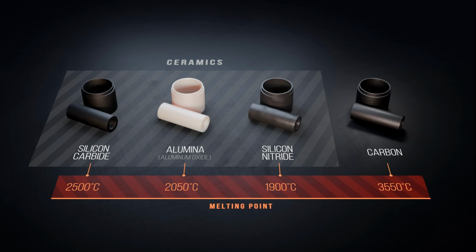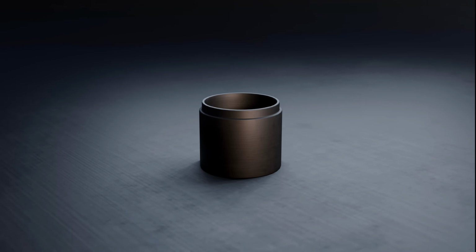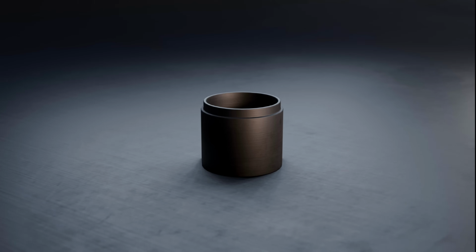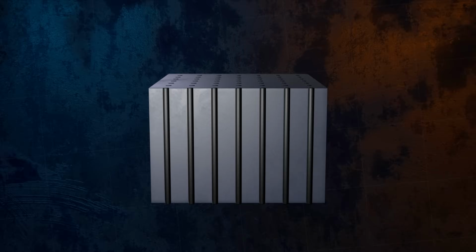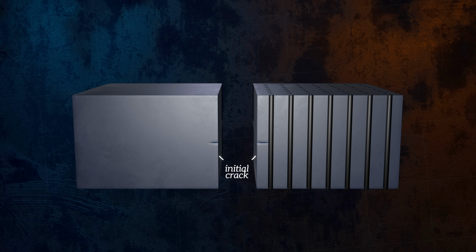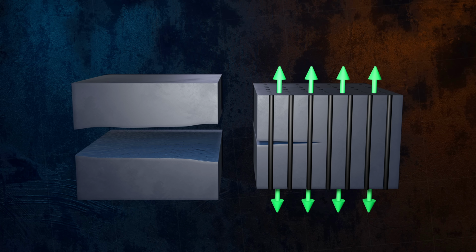Adding silicon carbide fibers to a silicon carbide matrix, for example, results in a material with significantly increased toughness. To see how this works, let's compare two ceramic materials with and without fiber reinforcement. Both contain an initial crack. When a load is applied, the crack in the pure ceramic propagates very quickly, resulting in failure of the material. In the composite, though, the fibers bridge any cracks that form in the matrix, which prevents them from growing, increasing the overall toughness of the material.